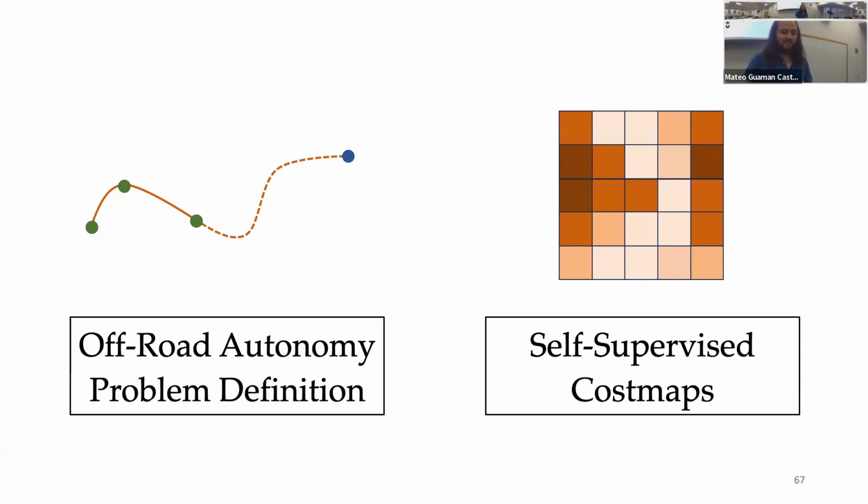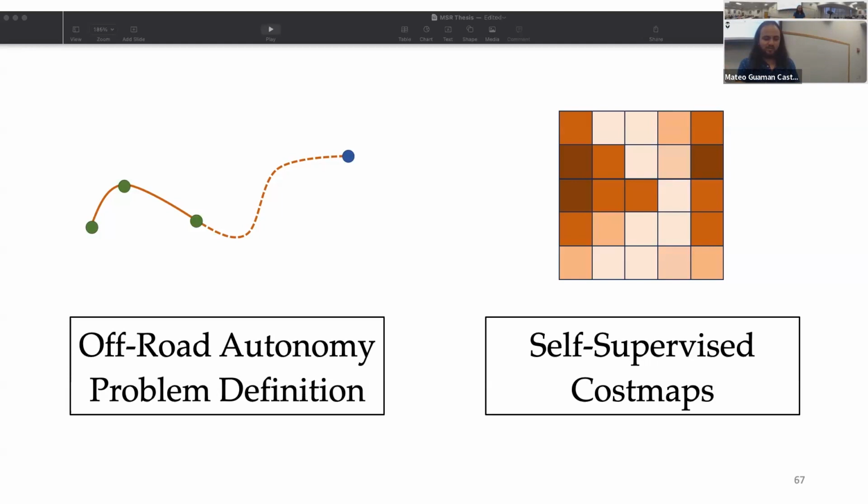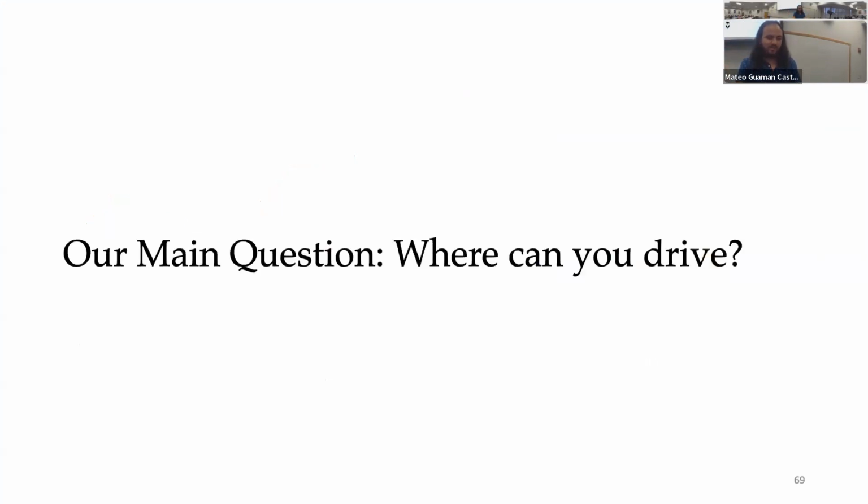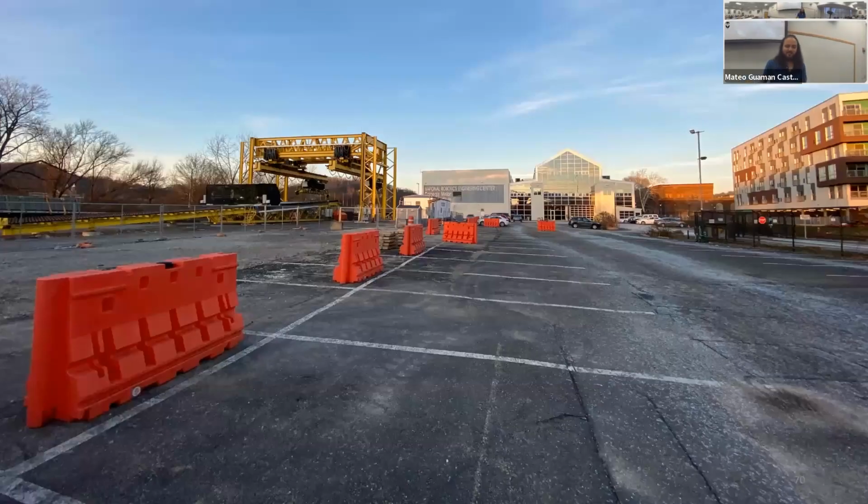So that is the problem definition and the formulation that we use. Now I'll dive into our contribution. Just to rehash, our main question is: where can you drive? This is an example outside in NREC. If I were a little vehicle in this environment, the places where I would want to drive are not over the barrels. I would probably want to drive anywhere except the big orange barrels.